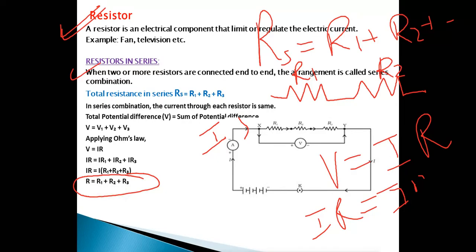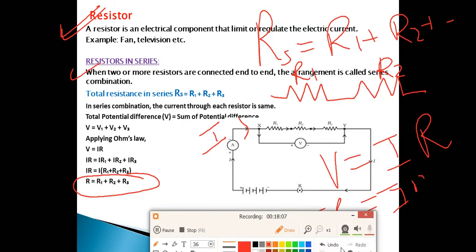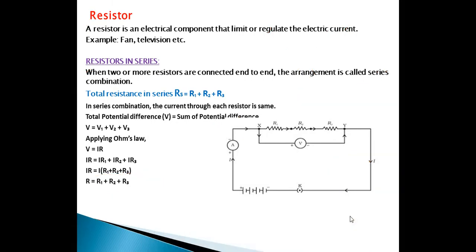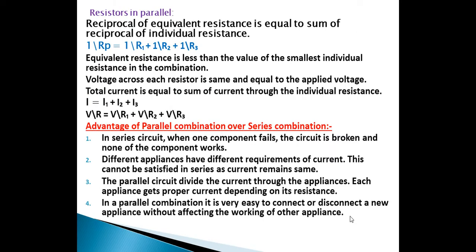Suppose three resistors are connected in series, then you will get the total resistance by adding all the resistances, R1 plus R2 plus R3. Now let us read about resistors in parallel combination.